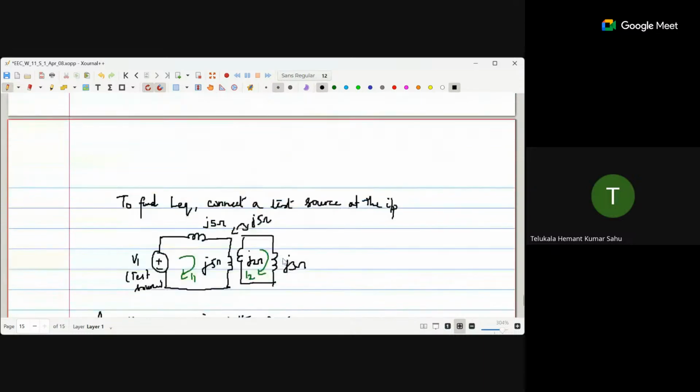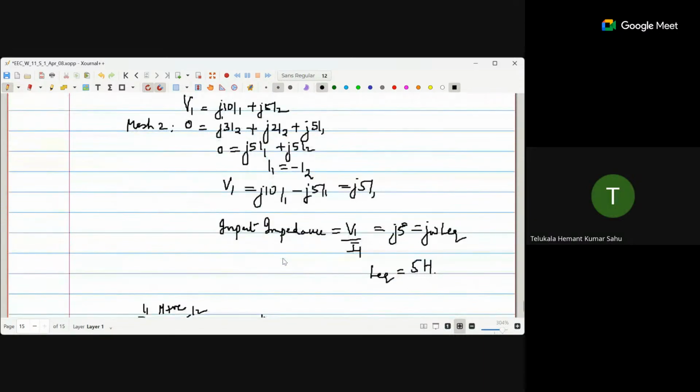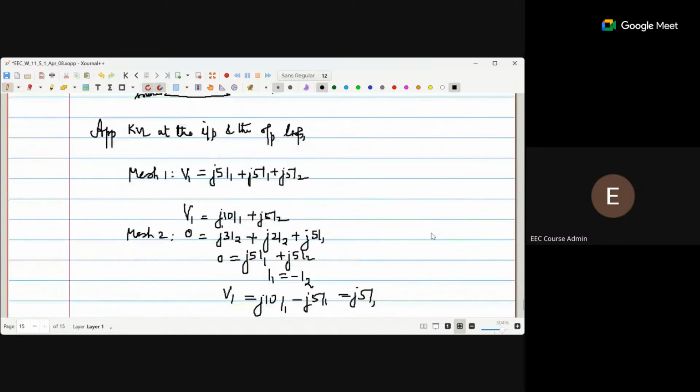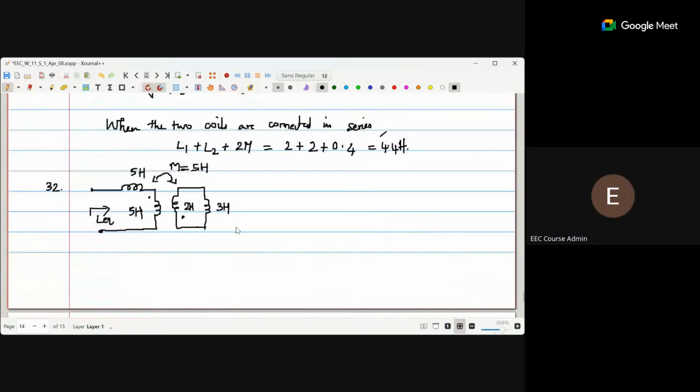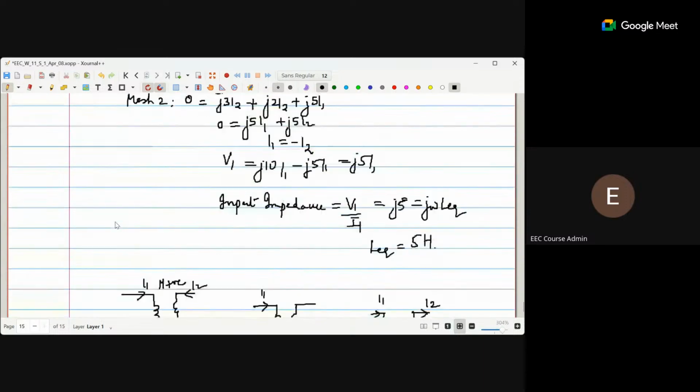Ma'am, how is J5 equal to J omega L equivalent, ma'am? Which one? Here J5 equals the input impedance we have taken in general. You see this circuit, this is the L equivalent. V1 by I1 will be that impedance, here L equivalent. XL is J omega L, right? Correct. Yes, ma'am, XL or J omega L. So that is J omega L equivalent, from which we get L equivalent is 5 Henry. Okay, ma'am.